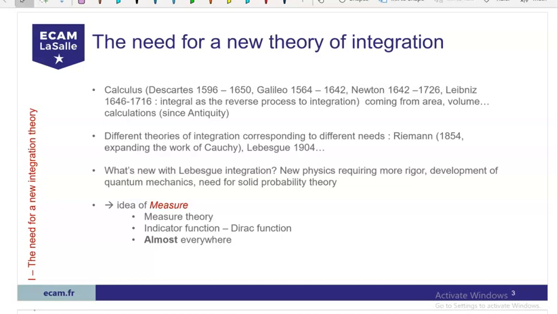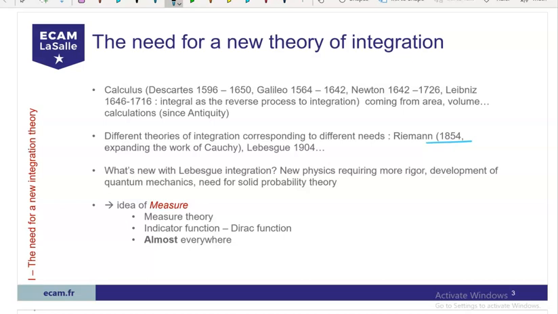It was developed by Riemann in 1854, expanding the work of Cauchy. So that's the usual integral that you've been dealing with. We will see that it's defined as the approximation by sums of rectangles, but you've seen that many times. And Lebesgue actually found the need for a new kind of integration. That was about 50 years later, because of many things.